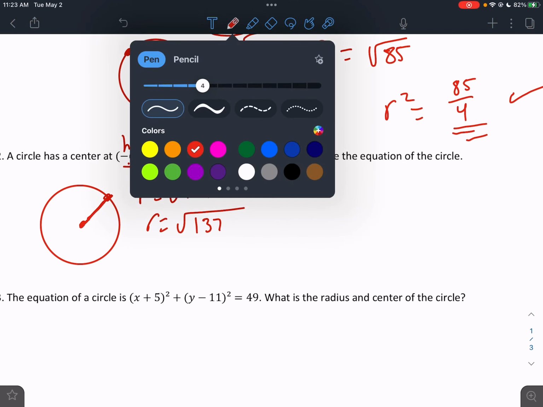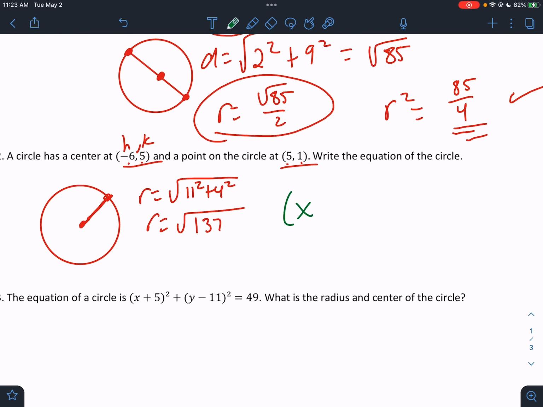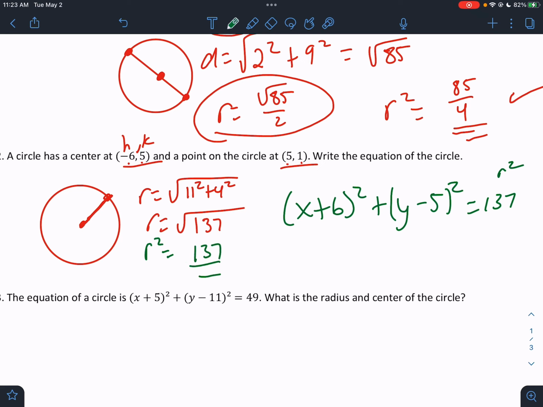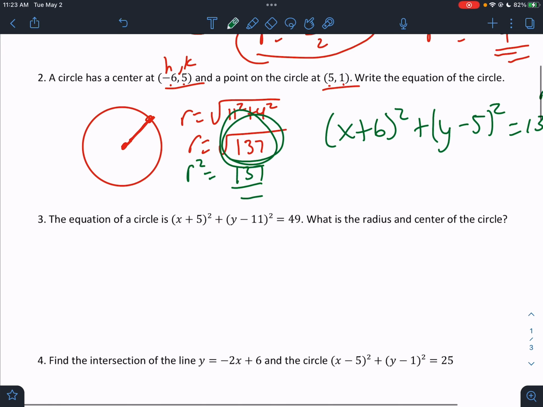So the answer to this question would be (x + 6)² + (y − 5)² = 137. Remember, this is r squared, so r squared would just be 137. That's the number we want to use. As a matter of fact, since we're going to be using r squared so much, I usually don't even simplify the radicals because I know that I'm going to square it anyway. So why would I take the square root just to immediately square it? So that can be a little shortcut.